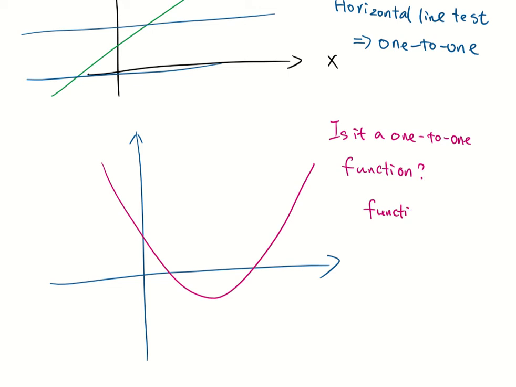After we know it's a function, we run the horizontal line test, and the graph doesn't pass the horizontal line test, because you can see this horizontal line intersects the graph at 2 points, right? So it is a function, but not one-to-one.